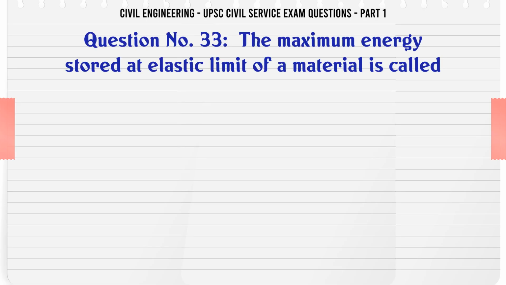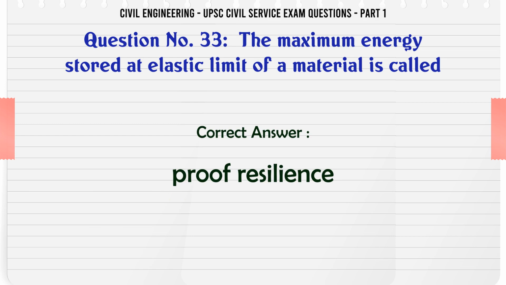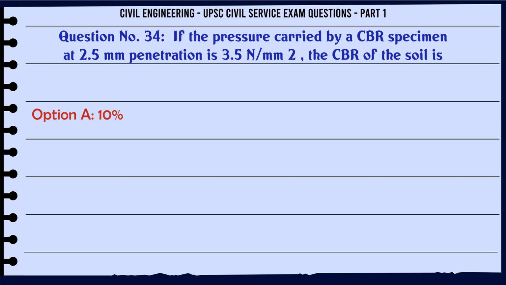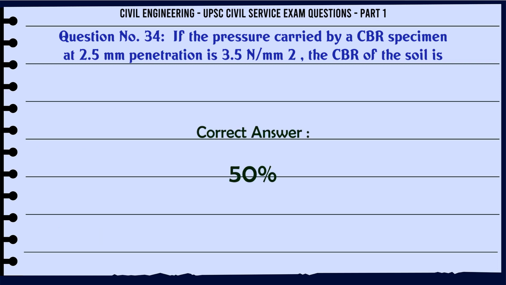The maximum energy stored at elastic limit of a material is called: A. Resilience, B. Proof resilience, C. Modulus of resilience, D. Bulk resilience. The correct answer is proof resilience. If the pressure carried by a CBR specimen at 2.5 mm penetration is 3.5 N/mm², the CBR of the soil is: A. 10%, B. 35%, C. 50%, D. 70%. The correct answer is 50%.